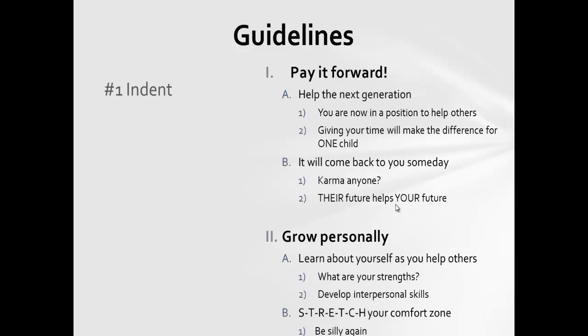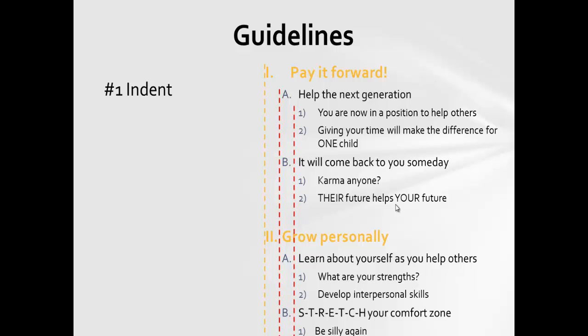And the first thing I want to point out is that I've indented things. I have my main ideas here left justified, pay it forward and grow personally, and they're lined up nice and neat with one another. Pay it forward has 2 sub-ideas, help the next generation, and it'll come back to you some way. So does grow personally. And notice these are A and B, and they're also indented underneath their main ideas. And then I've also got a 3rd level of ideas here indented underneath the previous idea. So they're all lined up nice and neat and indented as appropriate.